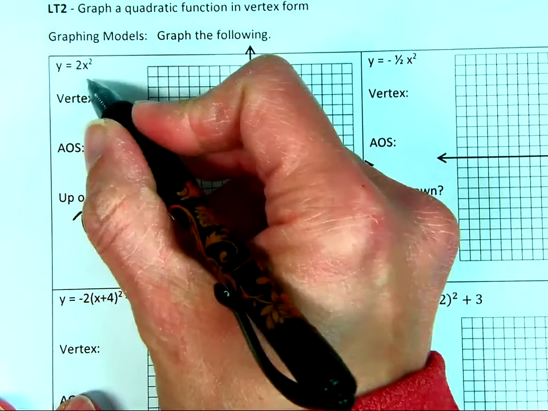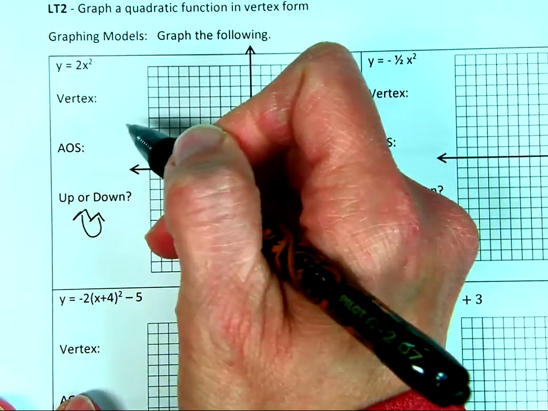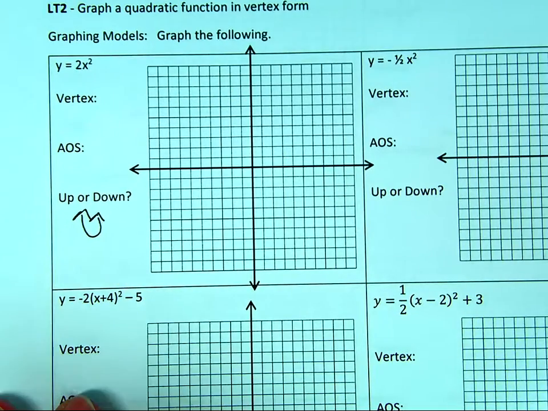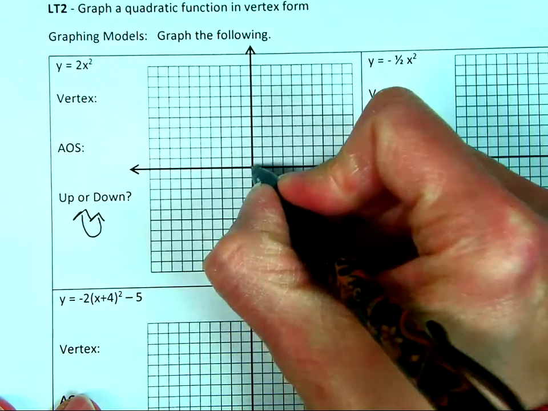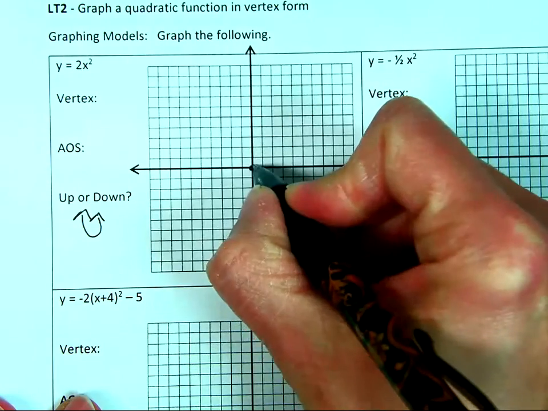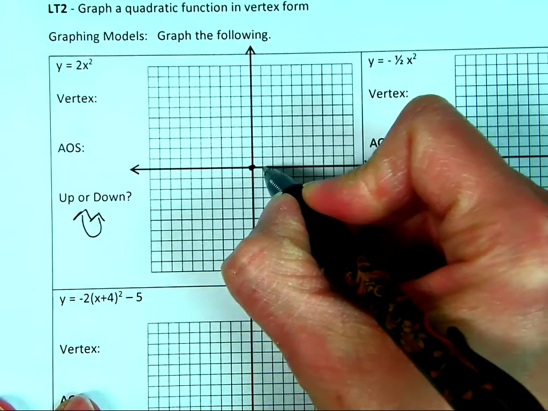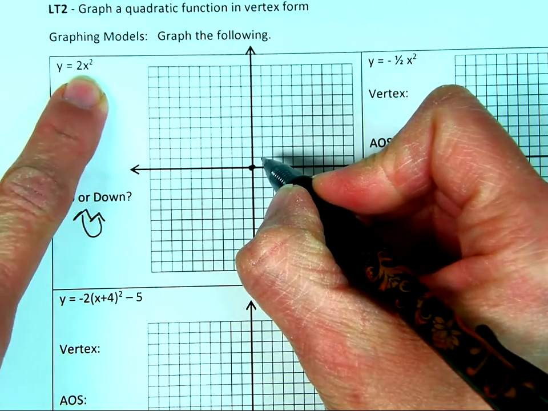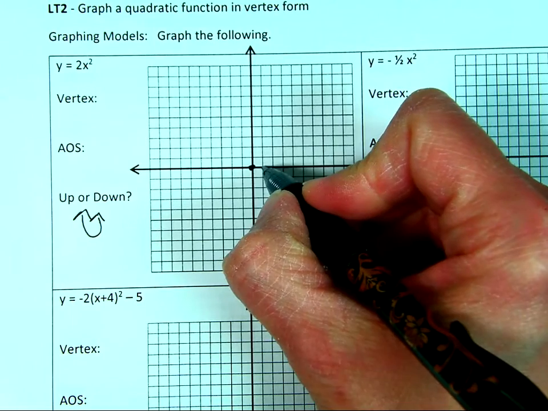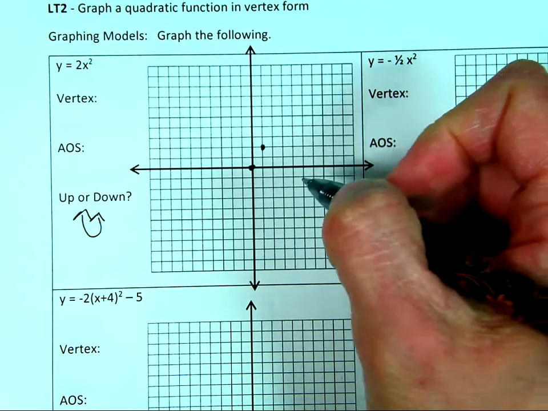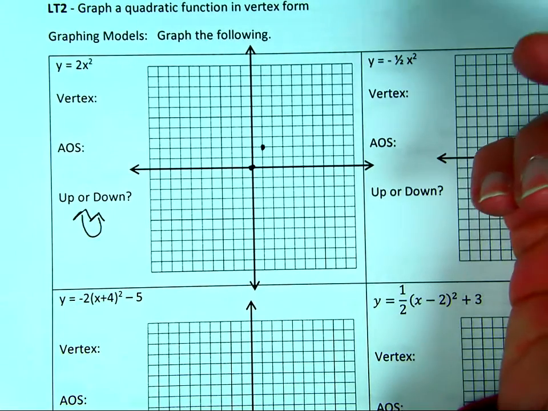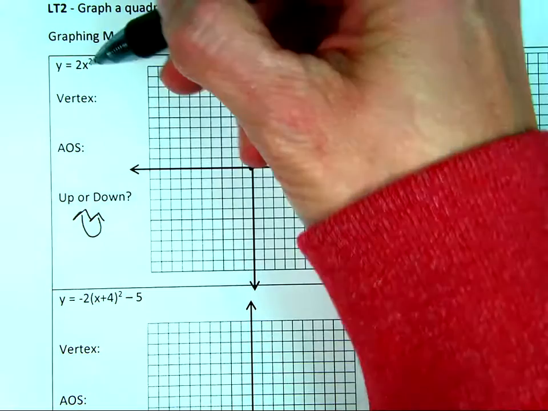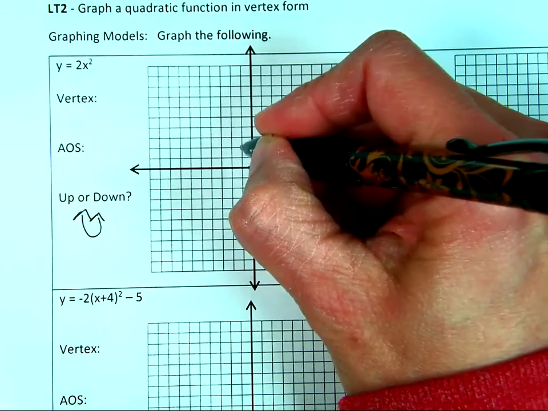So I'm going to just put some numbers in, and I'm going to do it kind of in my head. So hopefully that's not too much. I'm going to put a 0 in. If I put a 0 in for x, I get a 0 out for y. That's 0, 0. If I put a 1 in, I get 1 squared, which is 1, times 2, which is 2. So that means when I'm over 1, I'm up 2. If I put a negative 1 in there and I square a negative 1, negative 1 times negative 1 is positive 1, and then I'd have to multiply that by that 2, so I also get a 2.